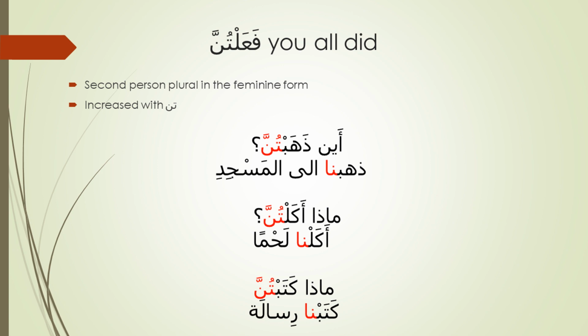So what if there was 1 brother and 4 sisters? What do we use now? Still the masculine. Tum. So do I say aina dhahabtunna or dhahabtum? Dhahabtum. So there's 1 man and 3 women. We'll still use the plural for the masculine.